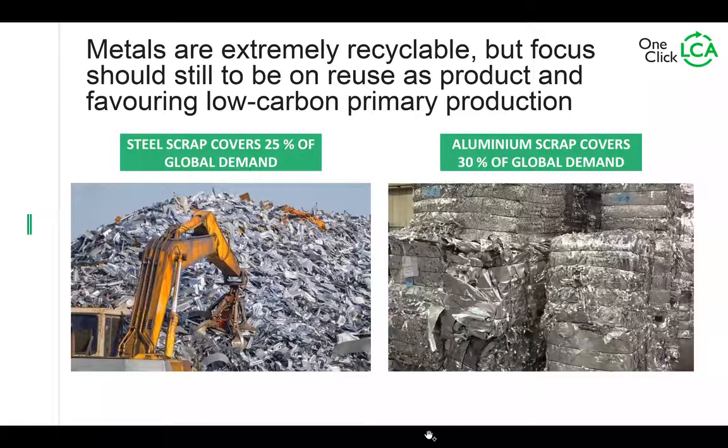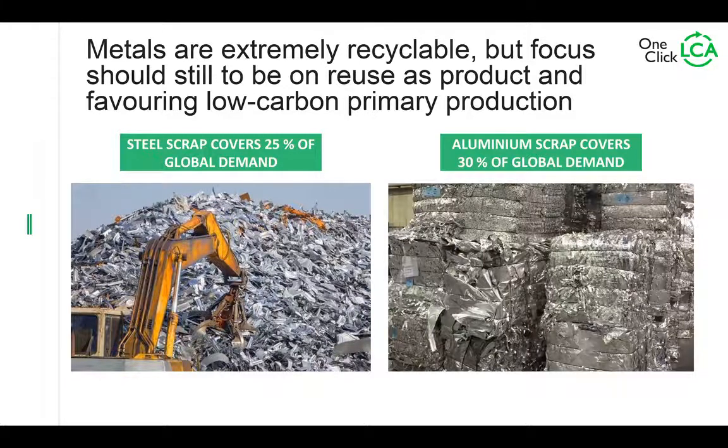So to recap on metals, they are extremely recyclable, but the focus should still be on reuse as product if possible. If not possible, then of course forget it, right? And favoring low carbon primary production, because the scrap covers only a very small fraction of the global demand. And there's no question about the scrap being used. It's all going to go into use. So for steel, the scrap covers 25 points of the global demand. And aluminum scrap covers 30% of global demand.